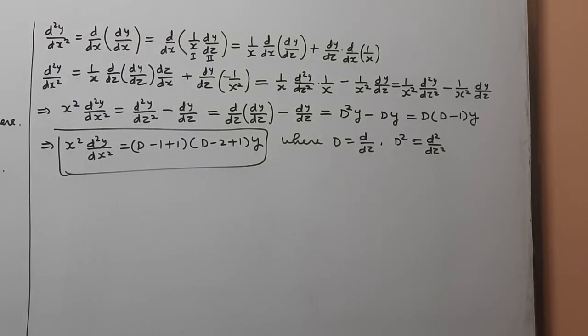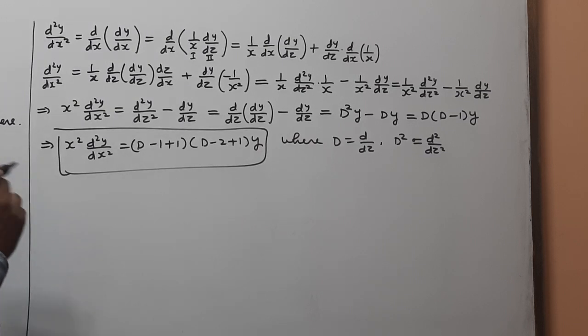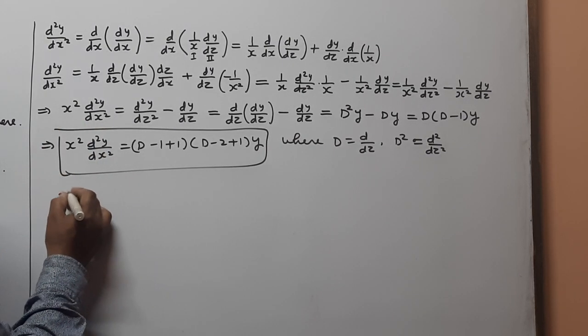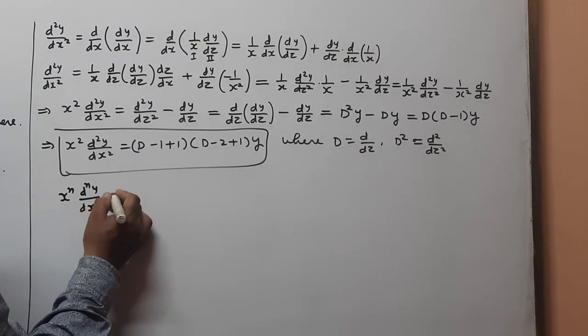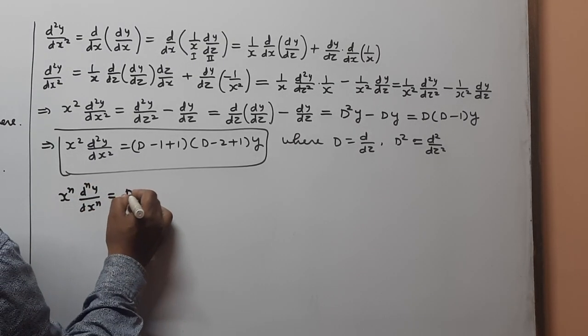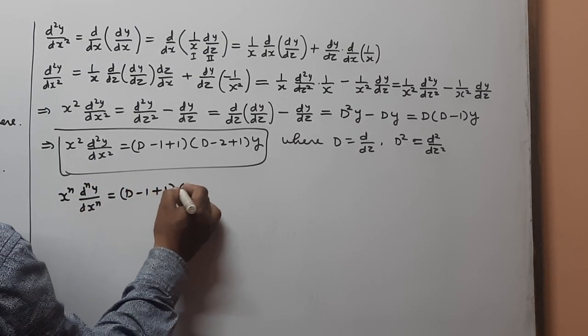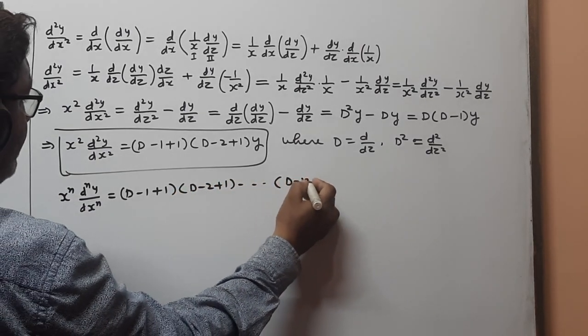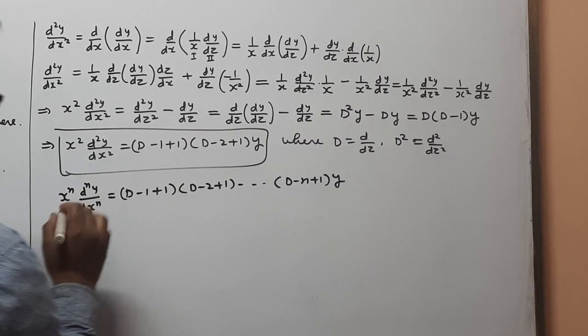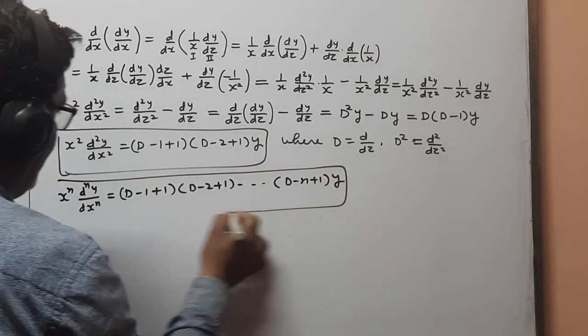So we generalize this formula. If we take here x to the power n dn y by dx to the power n, we can write this as D minus 1 plus 1, D minus 2 plus 1, and so on, D minus n plus 1 y. So this is the general formula.